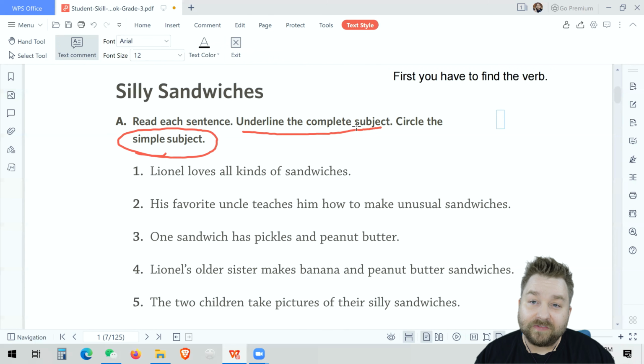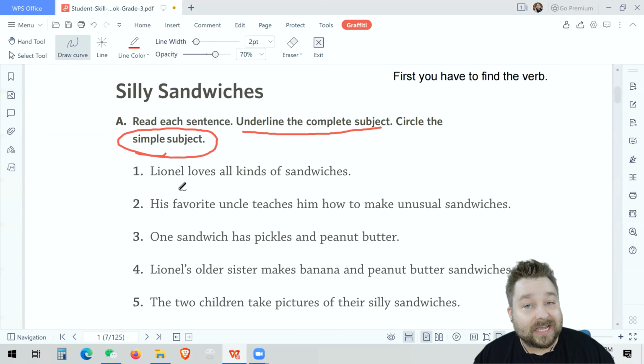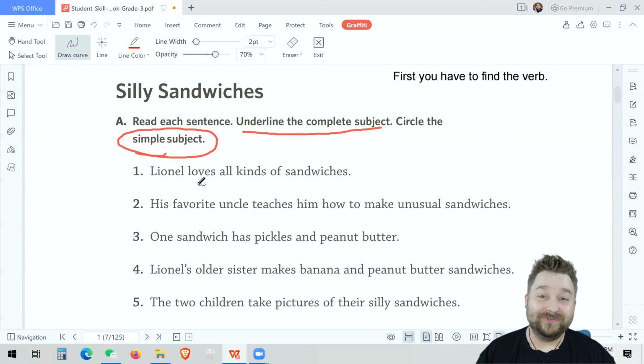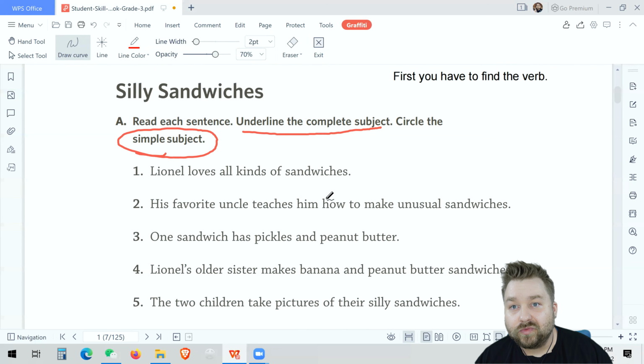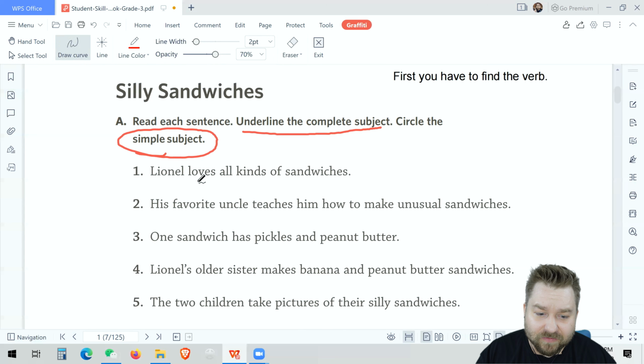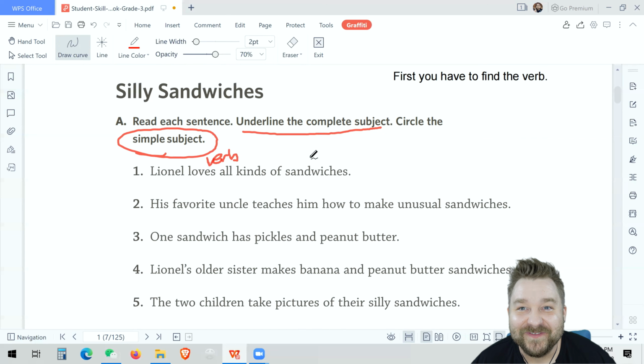So let's take a look at this very first sentence and just find the verb, okay? So let me grab my pen over here. There. Lionel loves all kinds of sandwiches. Me too. Well, most sandwiches. What is the do? What is happening in this sentence? What does Lionel do? He loves. So if we know he does that, that's our verb, right? Ooh, look how pretty I wrote that word, verb.